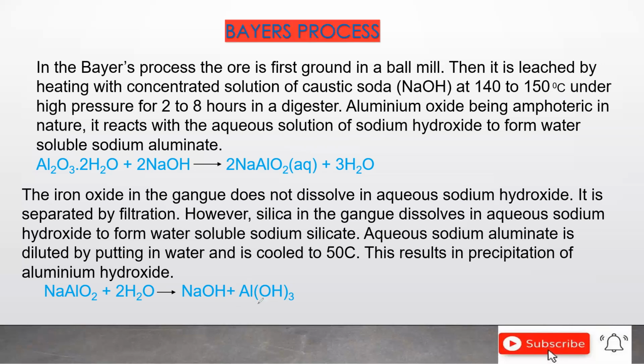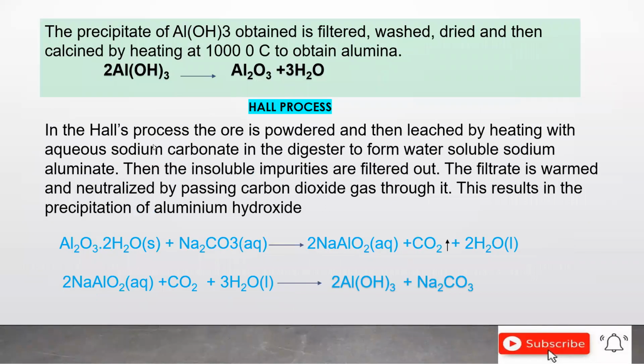Now, aluminium hydroxide is a precipitate. This precipitate is filtered and then it is washed, dried and then calcined by heating at 1000 degrees Celsius to obtain alumina.